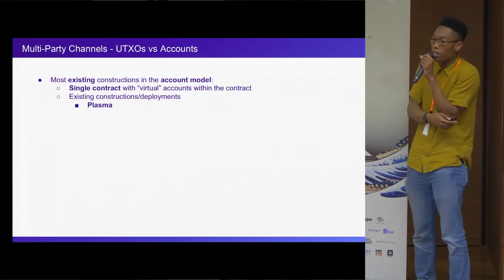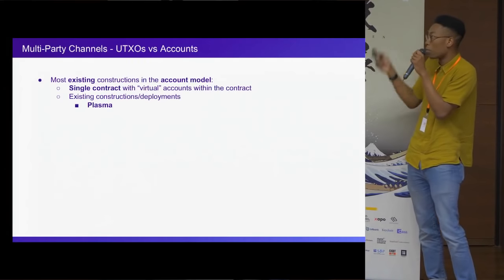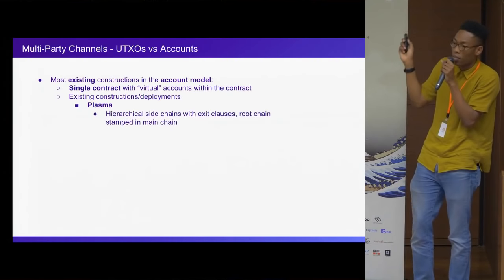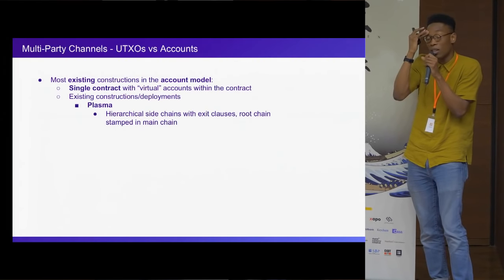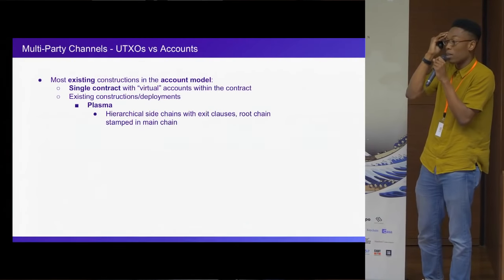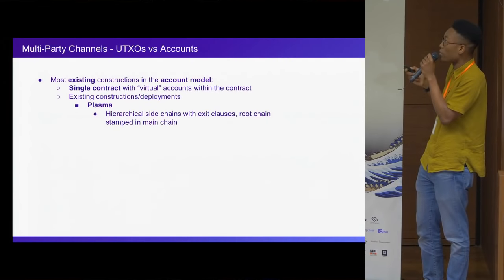We have seen some people exploit this, making multiplayer channels on different account models. One of them is Plasma, which is basically a hierarchical sidechain that has different exit clauses whenever you want to exit the chain, and that's a big deal, because if you can't exit the chain in a timely manner, there are a bunch of liveness constraints. You may potentially lose money. Same thing with Lightning, as far as CSV and things like that.